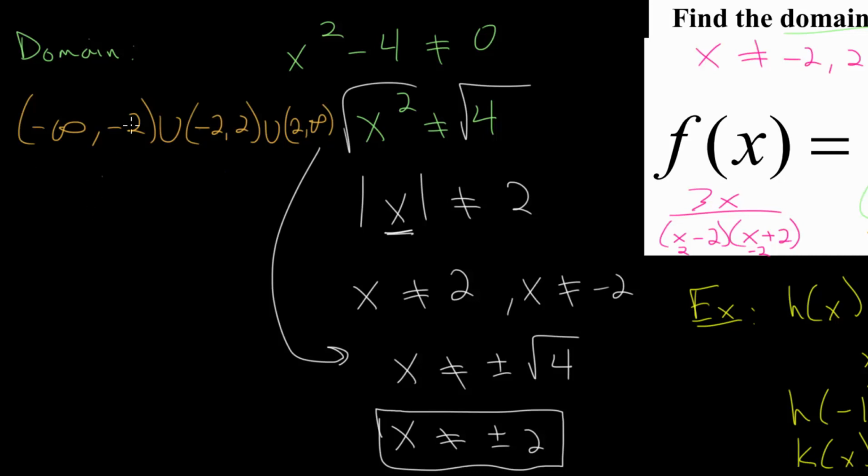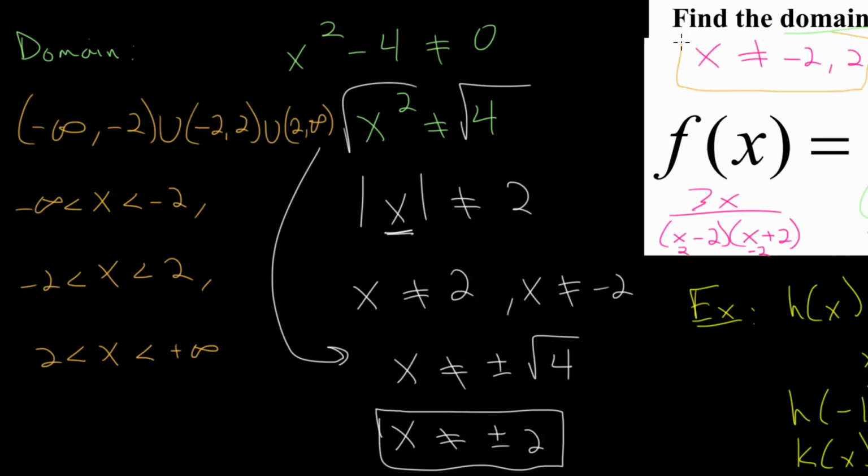Though with inequality notation, it gets a bit messy. We would have to say that x is less than negative 2, but bigger than negative infinity. We would have to add in that x could also be between negative 2 and 2, and then add in our last set, that x is bigger than 2, but less than positive infinity. So we can write the domain in several different ways, and you can see the simplest is just talking about which x values are excluded.